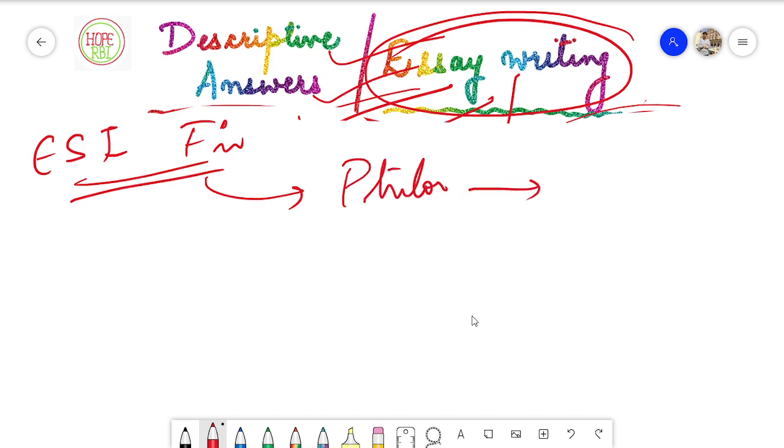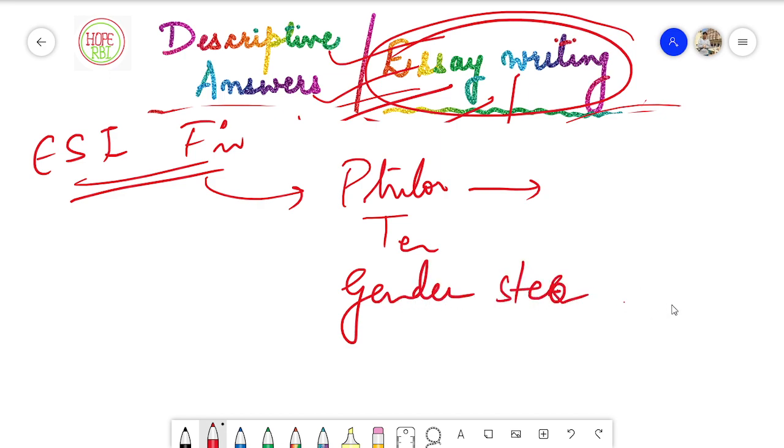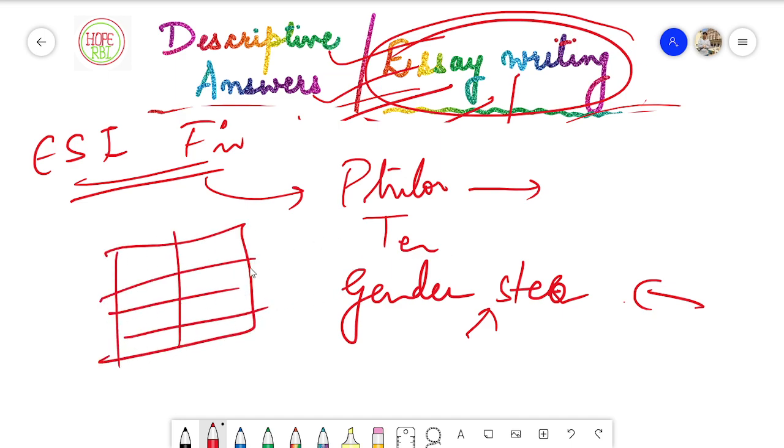For example, there was a good essay in SBI PO that was asked regarding gender stereotyping. It's a very good essay, right? There is not much data analysis in this particular thing. It is more opinionated. What do you think about gender stereotyping? What do you think about certain things that should be done by men and certain things that should be done by women? All of these things can be incorporated in this particular thing.